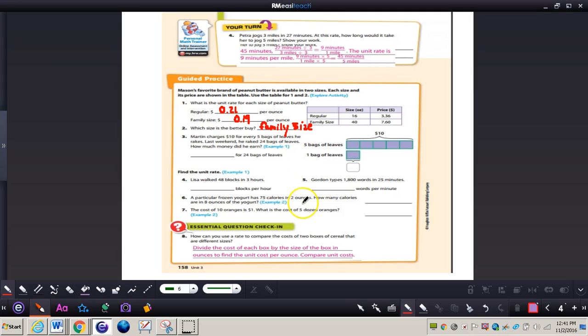Okay, so let's take a look at the essential question at the bottom of page 158. It says, how can you use a rate to compare the cost of 2 boxes of cereal that are different sizes? And for this answer, I want you to write this down: divide the cost of each box by the size of the box in ounces to find the unit cost per ounce, and then you can compare the unit costs.